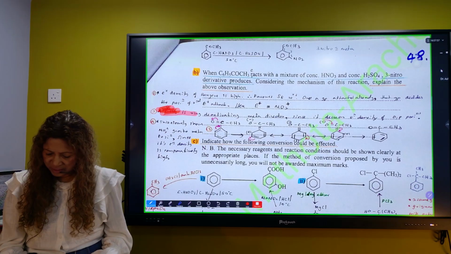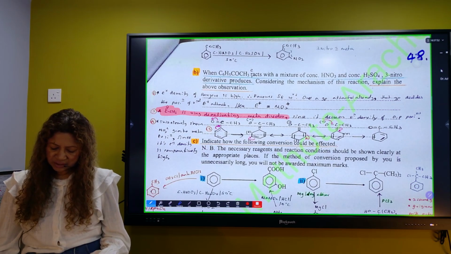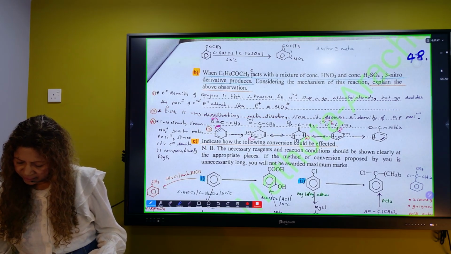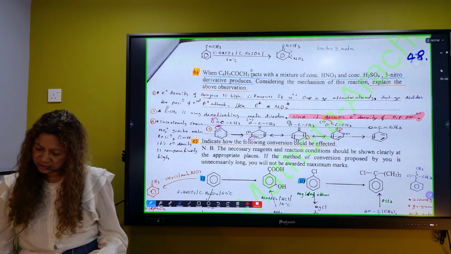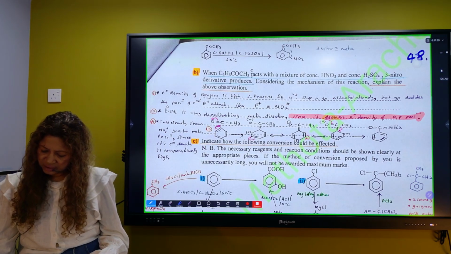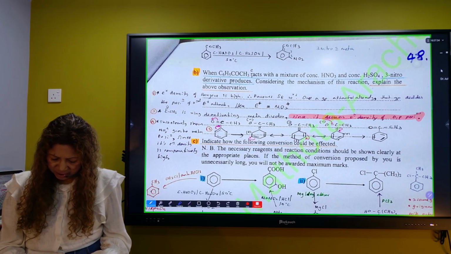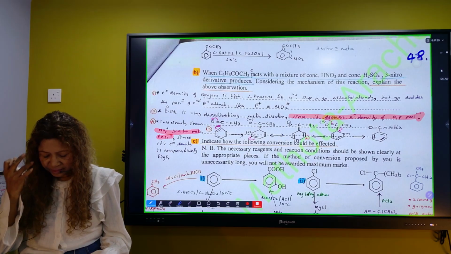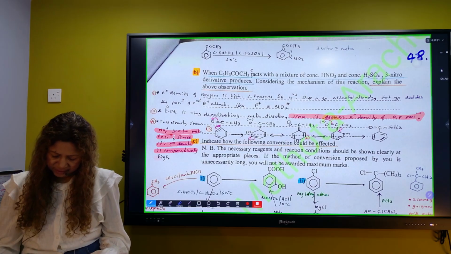COCH3 group is ring deactivating meta-director, since it decreases electron density of ortho and para positions. NO2 plus goes to meta position since its electron density is comparatively high.